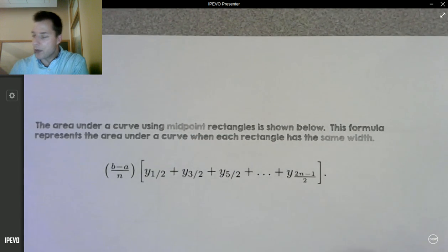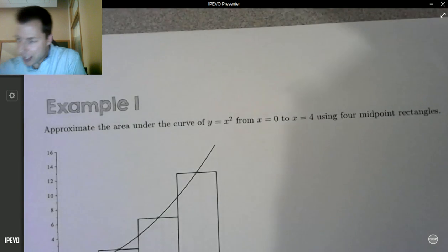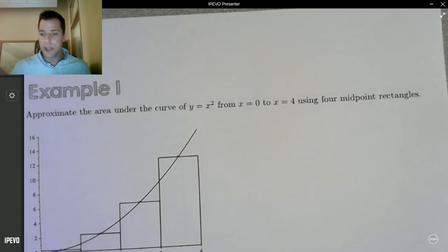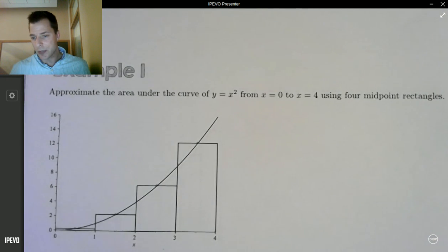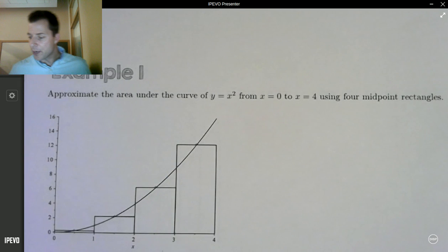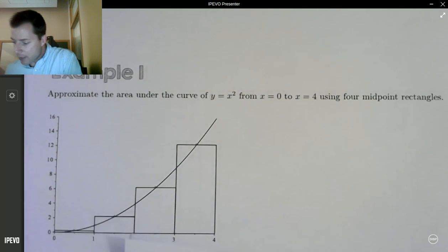So this is for the midpoint when we have the same width. Let's look at a pretty easy example. Again, we're using the same example for all three of these. That's pretty common. Approximate the area under the curve of x squared from 0 to 4 using 4 midpoint rectangles. So we're going to be using midpoint.